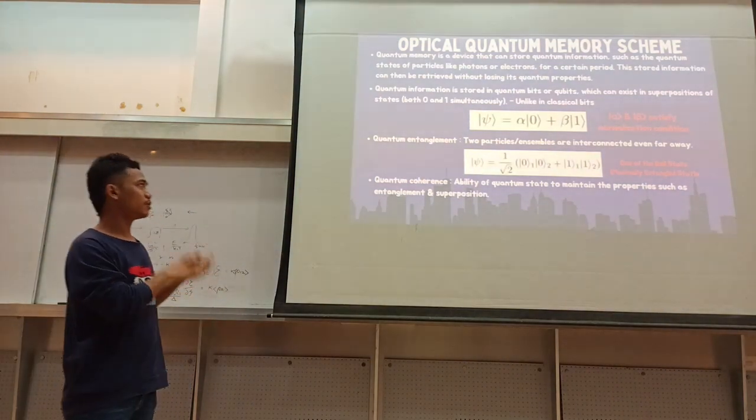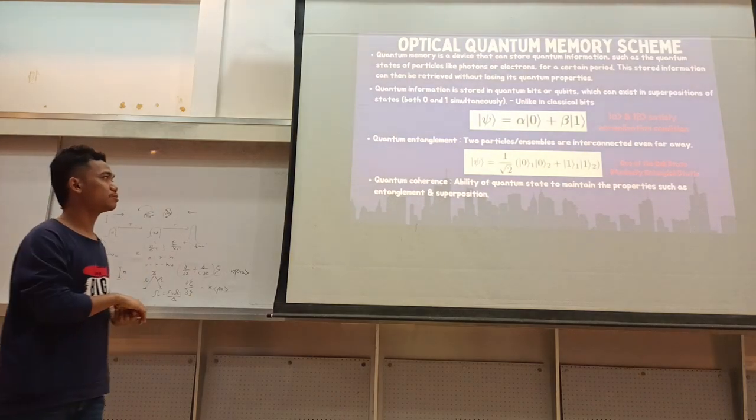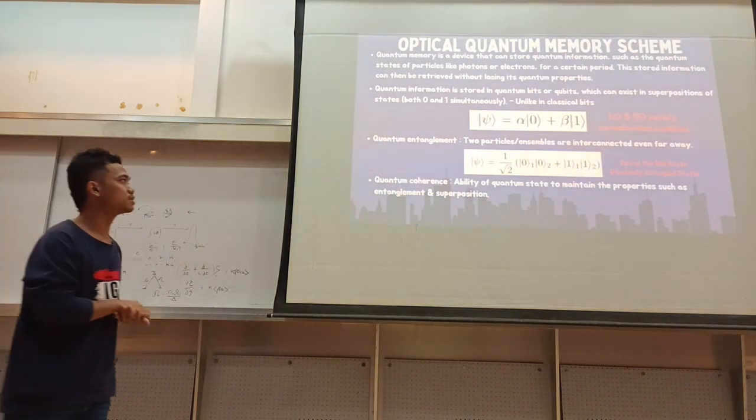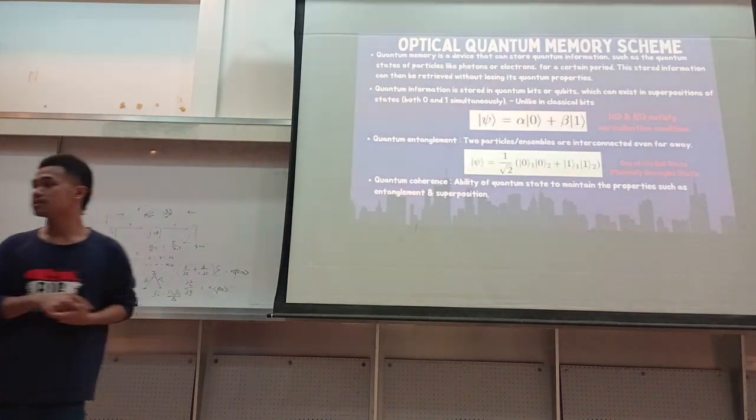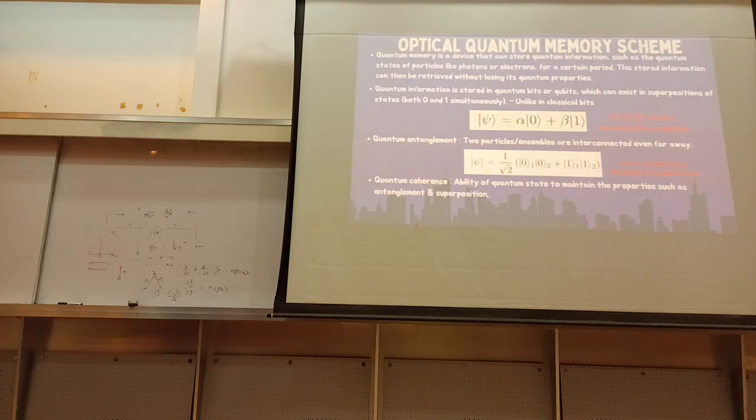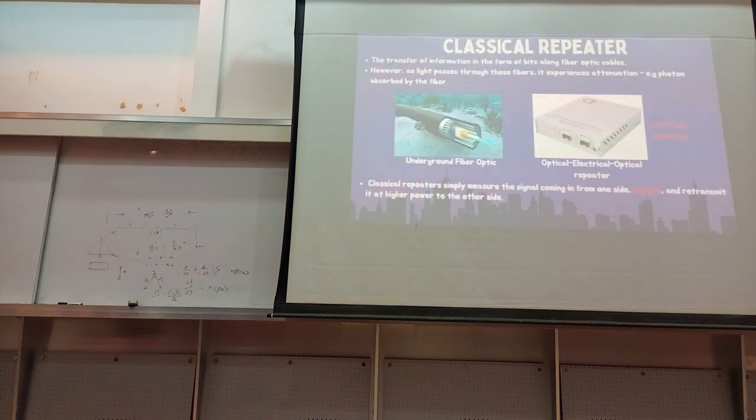And then we are going to use the concept of quantum coherence too. Last time I talked about this. It's the ability of the quantum state to maintain properties such as entanglement and also superposition. Okay. Right. So classical repeaters.